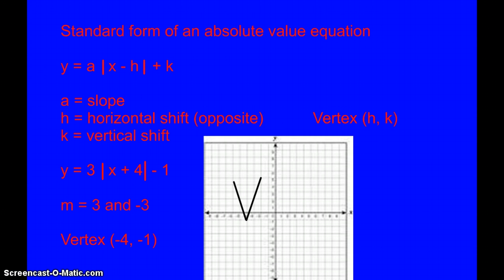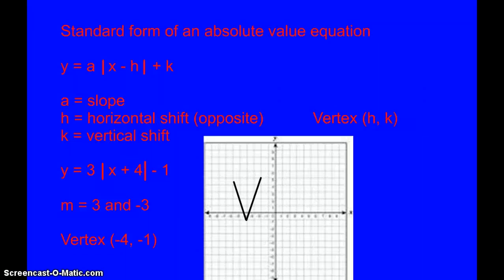So that gets us to our standard form. This is all the information that we've gotten on our shifts today. The standard form of the absolute value equation is y equals a times the absolute value of x minus h plus k, where a is the slope, h is the horizontal shift, and remember it's always going to be the opposite of the sign that's given to you, and k is the vertical shift. This is probably what you want to have in your notes.